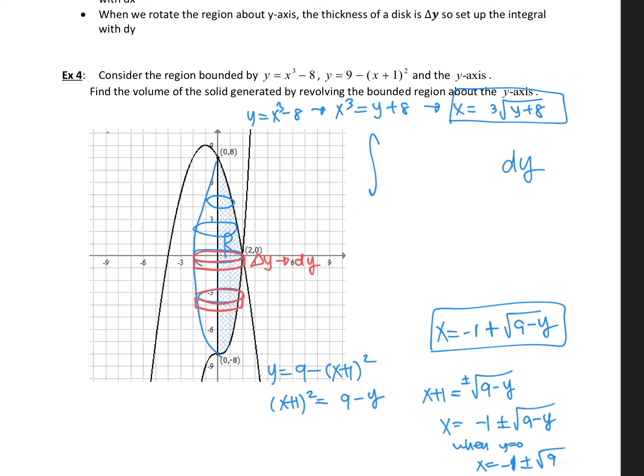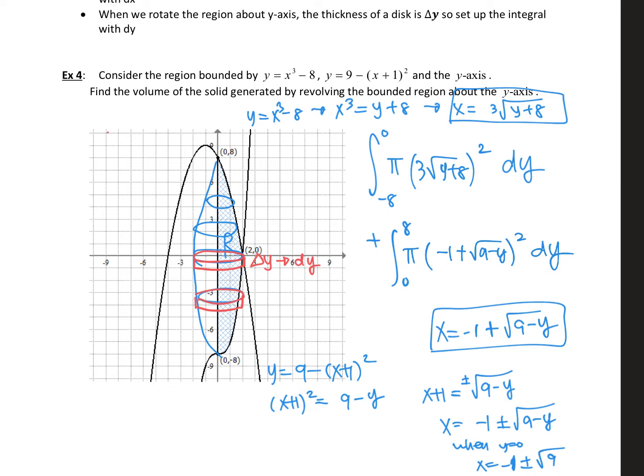So I'm going to go from -8 to 0. That's the bottom part, which is determined by this function, which is that. So I'm going to say pi times 3 radical y plus 8, the whole thing squared, plus the integral from 0 to 8. That's the top part. The cross-section is determined by this function, which is that. So I'm going to say pi times (-1 plus radical 9 minus y), the whole thing squared, dy.